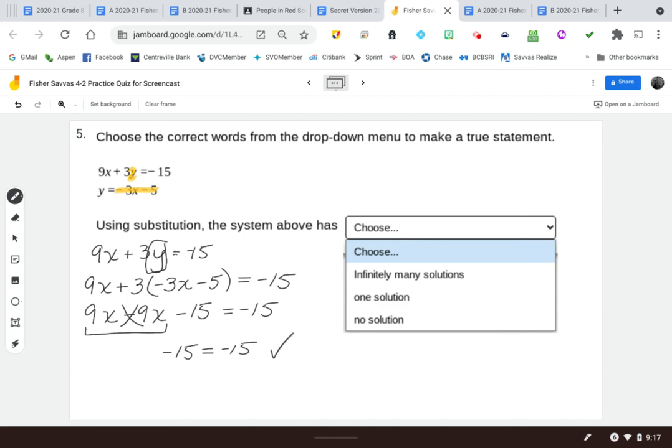Since that's a true statement, it means that it has infinitely many solutions. So that is the correct answer. Remember, just in case you see something like this on the quiz on Thursday or Friday, if you had gotten something that looked like this instead, 10 is equal to negative 15, something that wasn't true, remember that that would be no solution. Okay, but in this problem, once we worked it out, we figured out that negative 15 equals negative 15. That is a true statement, so it means that there's infinitely many solutions.